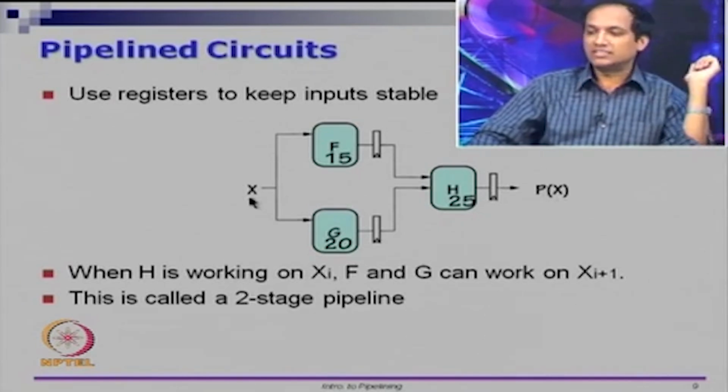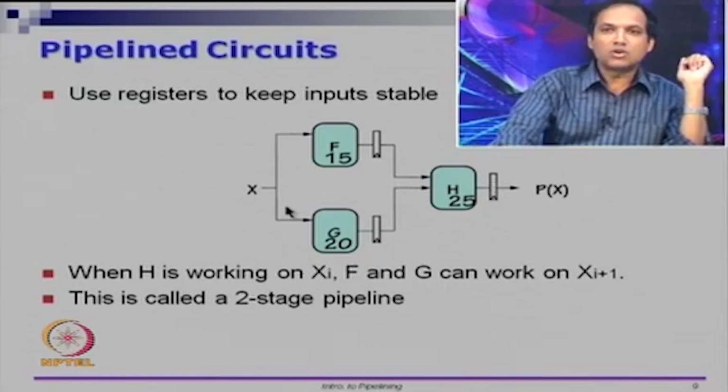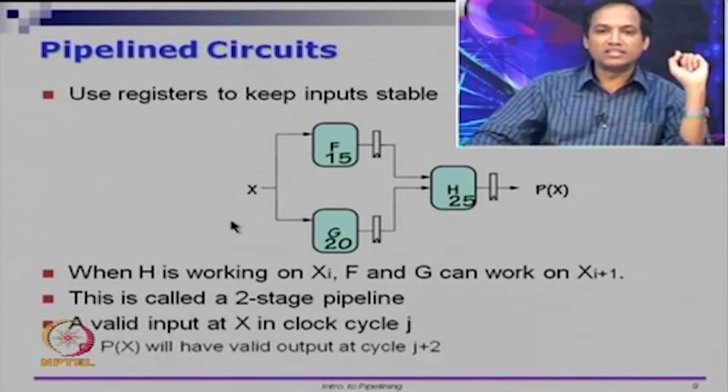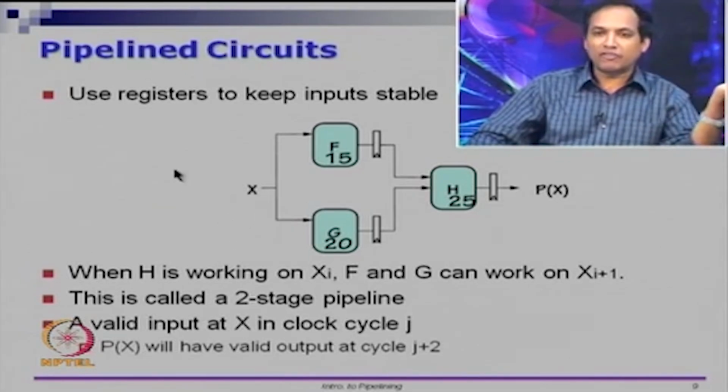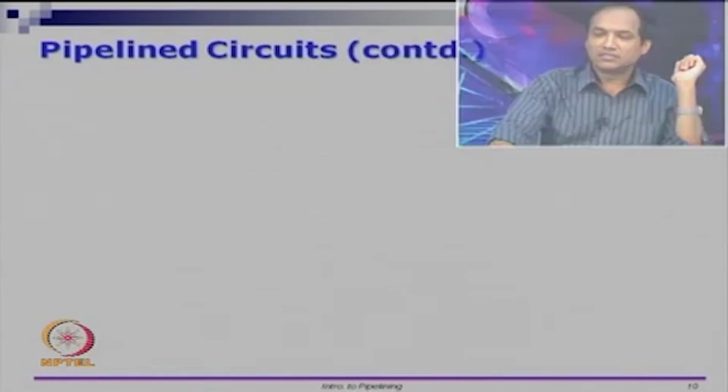So it's 2 stages. If I come from here, it takes one flip-flop stage and another flip-flop stage. This also requires 2 flip-flop stages. So this is called a two-stage pipeline. A valid input at X in clock cycle J will get P of X in cycle J plus 2. I already mentioned that.